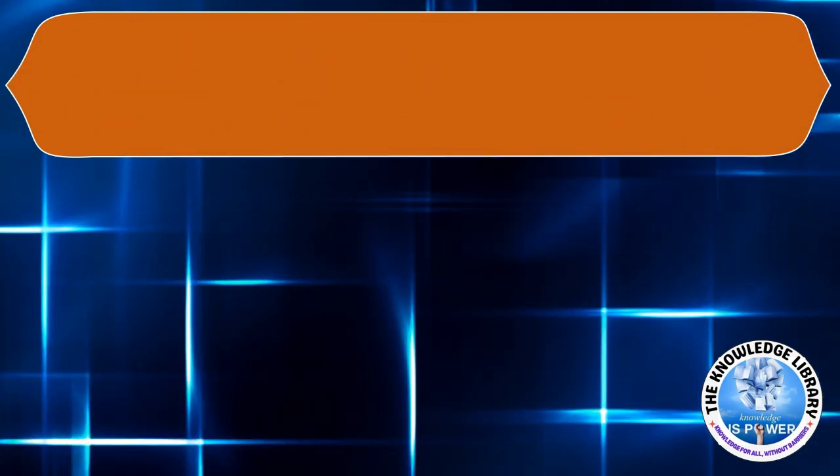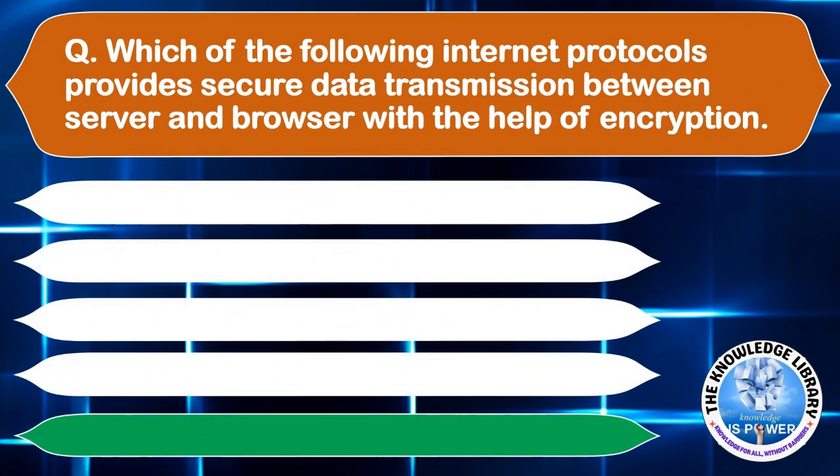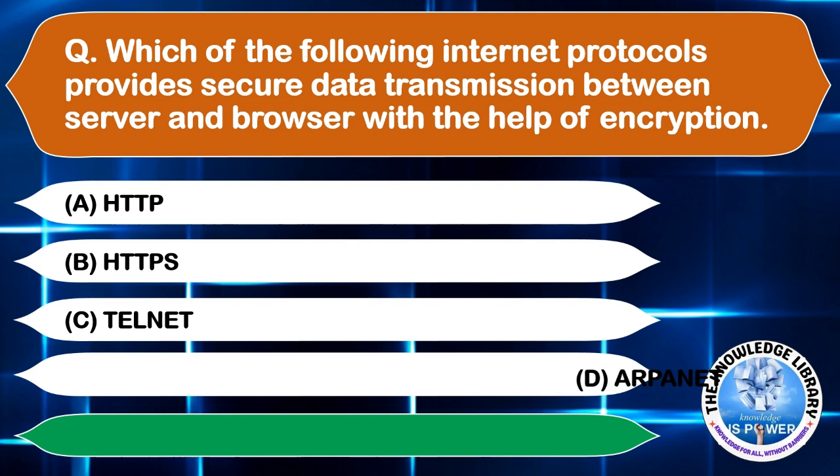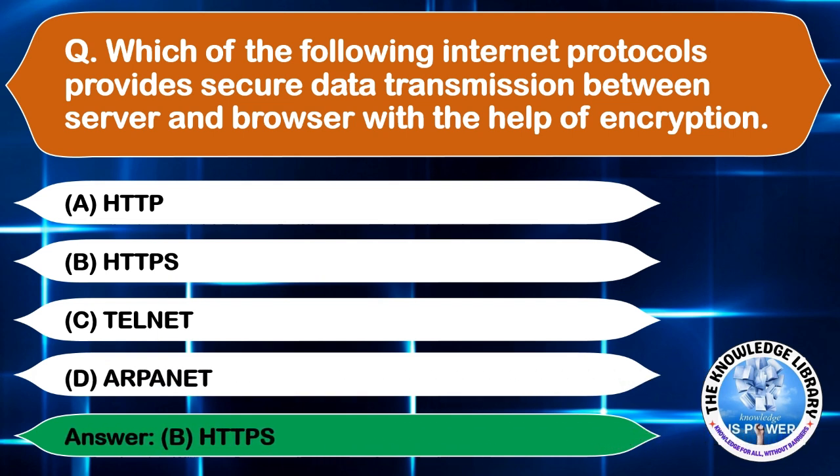The next question is: which of the following internet protocols provides secure data transmission between server and browser with the help of encryption? Option A, HTTP; option B, HTTPS; option C, Telnet; option D, ARPANET. The correct answer is option B, HTTPS.